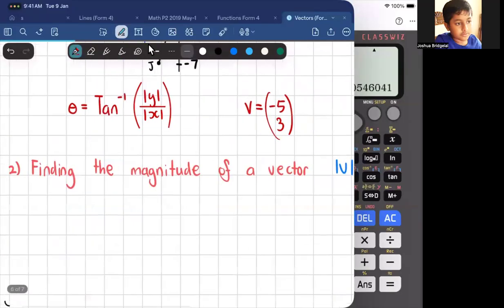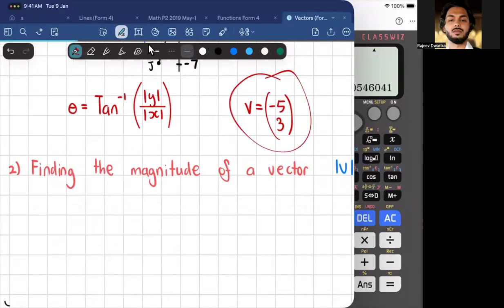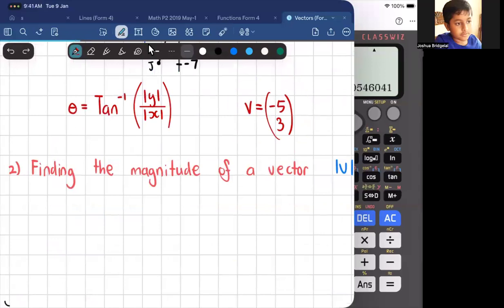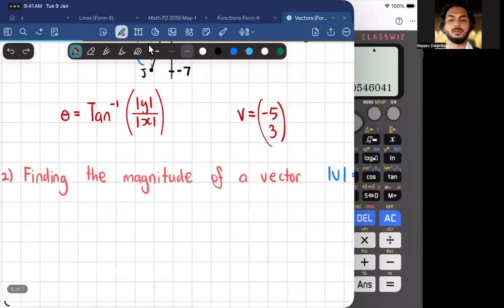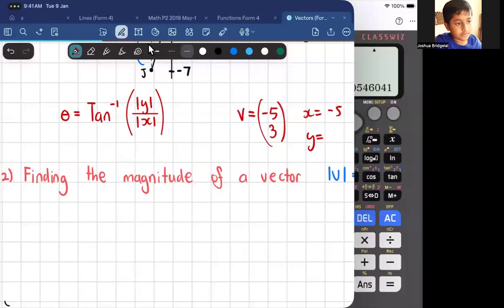Yeah, finding the angle between this vector and the x-axis. All right, Joshua, what would x for this vector be, and what would y be? x is -5 and y is 3. Nice. And the absolute value for y is positive, so I'm just going to write back 3. And what's the absolute value for x?